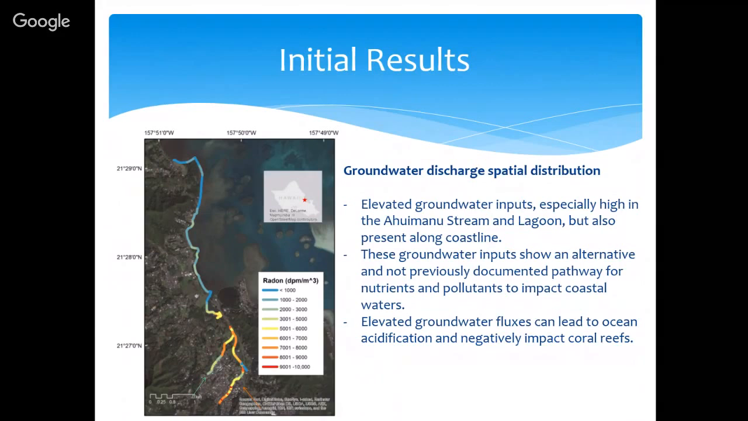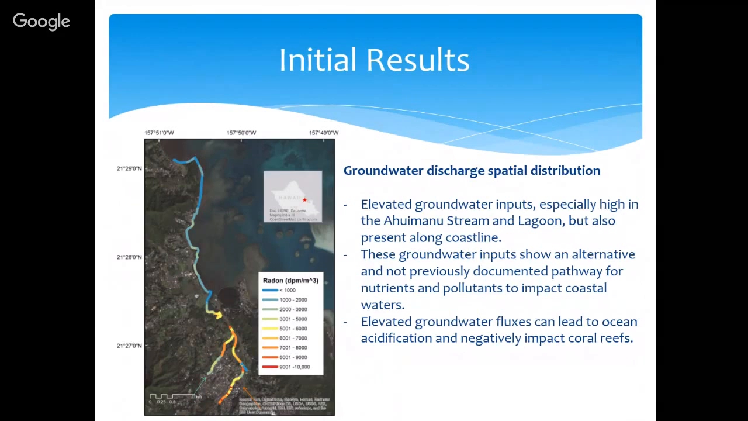But not only is the groundwater elevated within the stream channels, it's also elevated along the coastline, which I will show further in a second. And these groundwater inputs show an alternative and not previously documented pathway for nutrients and pollutants to impact coastal waters, particularly in this area where there are agricultural and on-site disposal systems that could influence the characteristics of the groundwater.